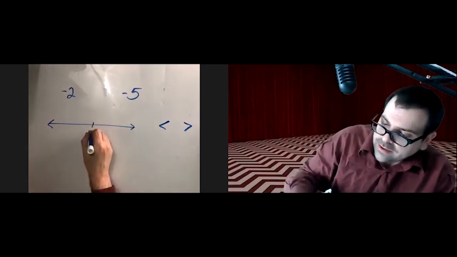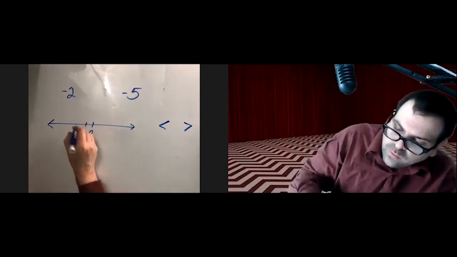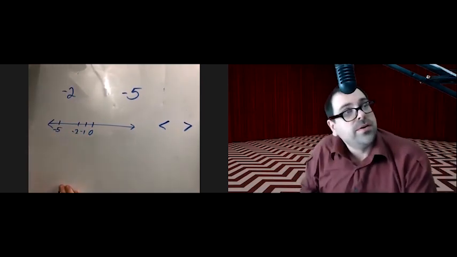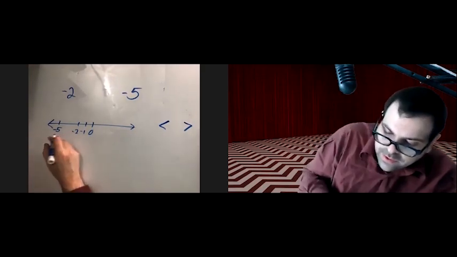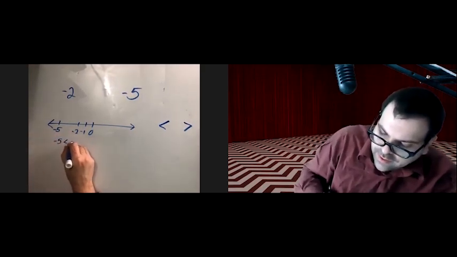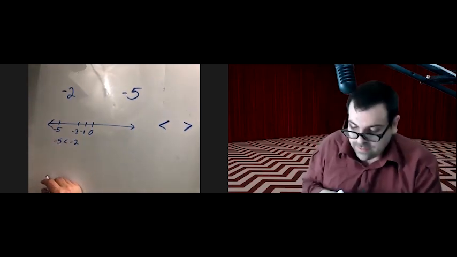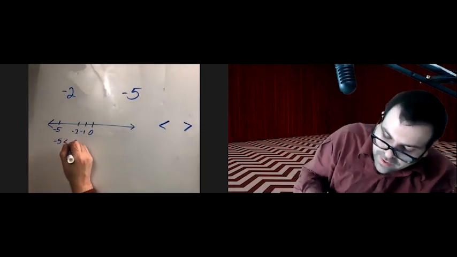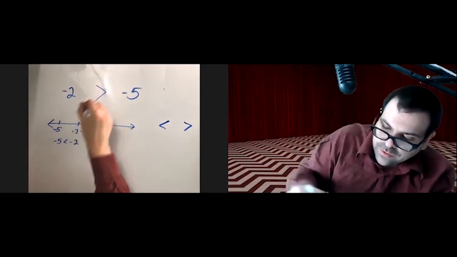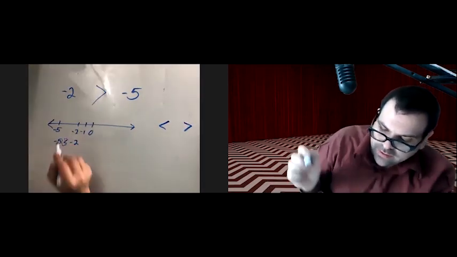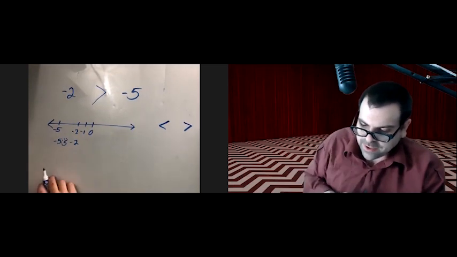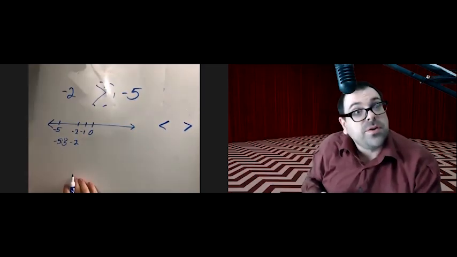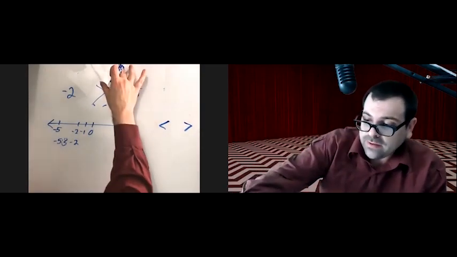If we had a number line, there's 0, -1, there's -2, and -5 would be somewhere over here. Remember, being to the left means being less than. And here we have them on the other side, so we're going to keep the big end with -2. Think about Pac-Man. He always eats the bigger number. So he's always going to be facing -2.